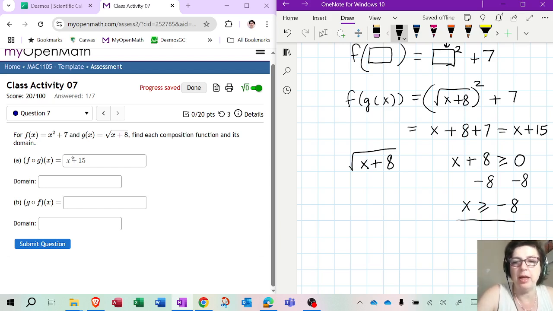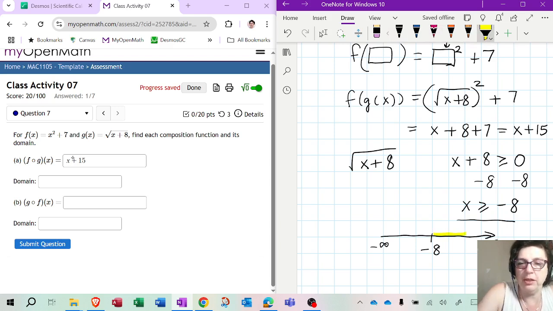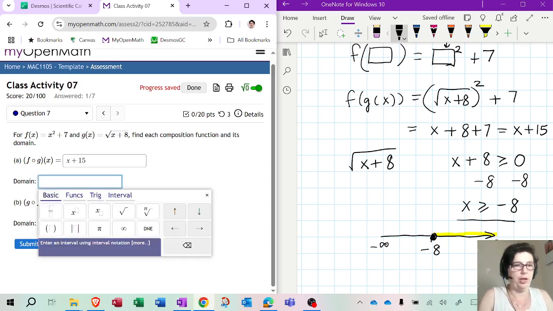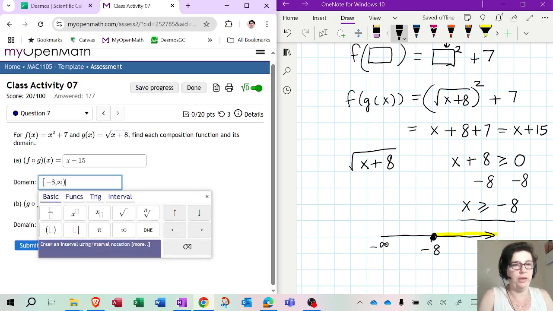So how do we write x greater than or equal to negative 8 in interval notation? If you draw a real line and somewhere is negative 8, and then negative infinity on this side, positive infinity on this side, you need to go from negative 8 all the way higher, right? Because this is greater than or equal to. And the negative 8 itself is a solid dot, because it's included. So here we're going to get negative 8 to infinity.